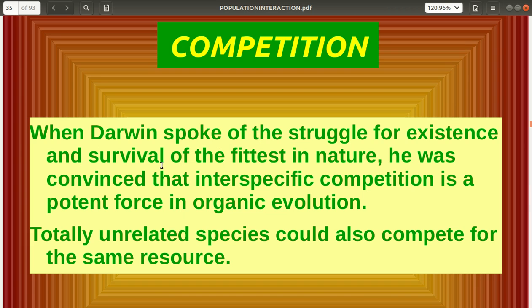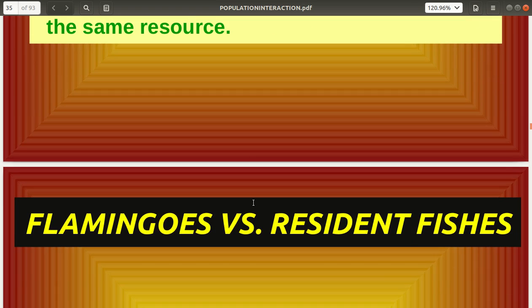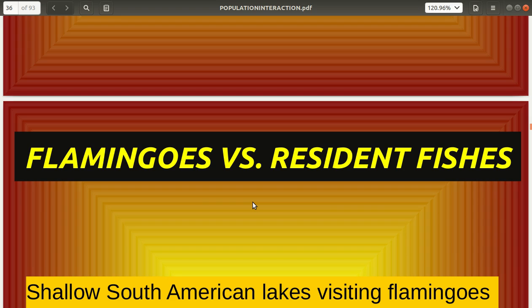When Darwin spoke of the struggle for existence and survival of the fittest in nature, he was convinced that interspecific competition is a potent force in organic evolution. Totally unrelated species could also compete for the same resource, as recent studies show. Examples include flamingos versus resident fishes, which represent interspecific competition between two different species.